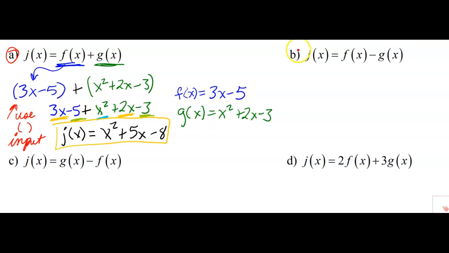So let's move on to B. Same idea of doing f of x. So I put it in parentheses. Minus, because that was already happening. That's the operation that's happening. And then g of x, x squared plus 2x minus 3. So here I am: 3x minus 5 minus x squared plus 2x minus 3.